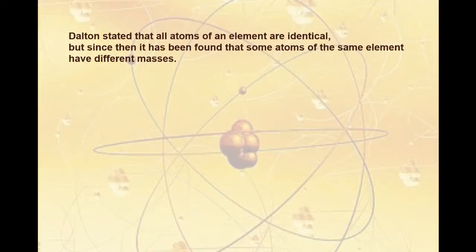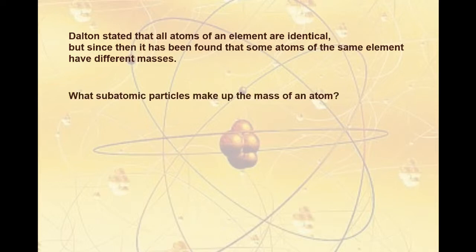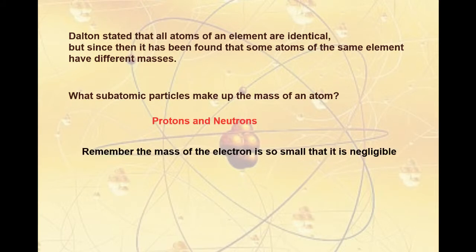Now, Dalton stated that all atoms of an element are identical. But since then, it has been found that some atoms of the same element have different masses. And so the question is, what subatomic particles, that is, what particles in the atom make up the mass of the atom? From the previous lesson, we learned that the protons and the neutrons make up the mass of the atom. Remember, the mass of the electron is so small that it's considered negligible. So it's the protons and neutrons that make up the mass of the atom.